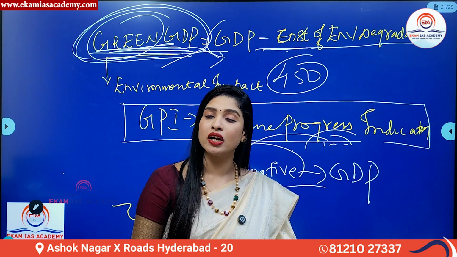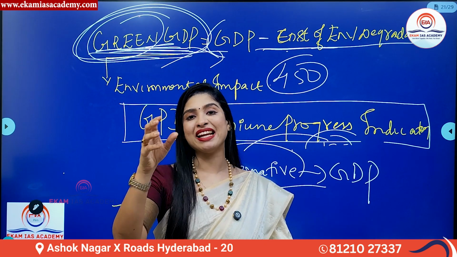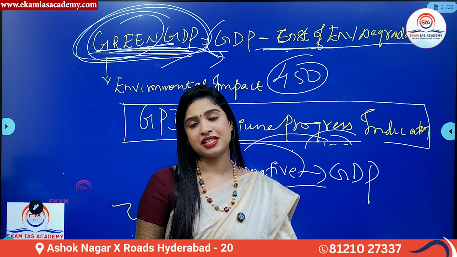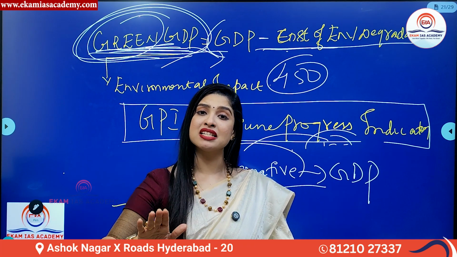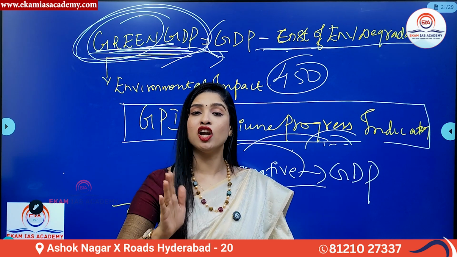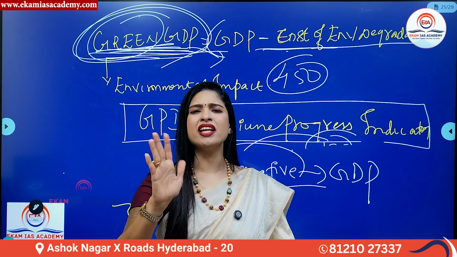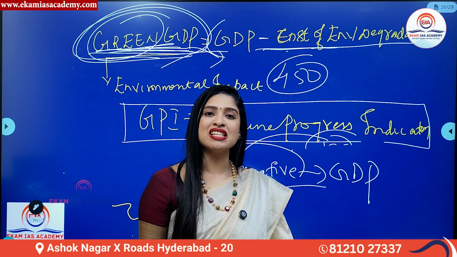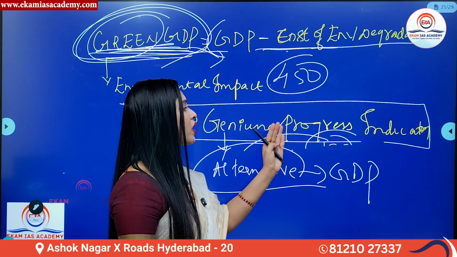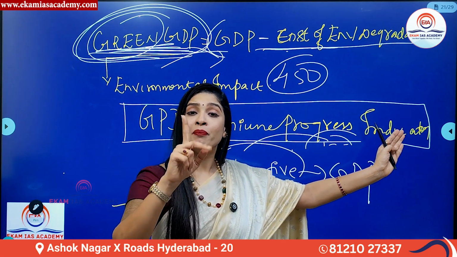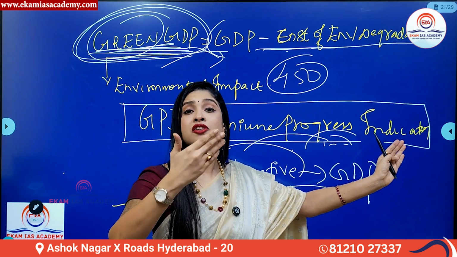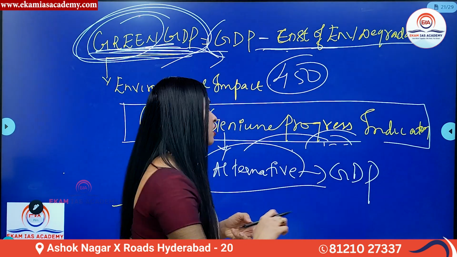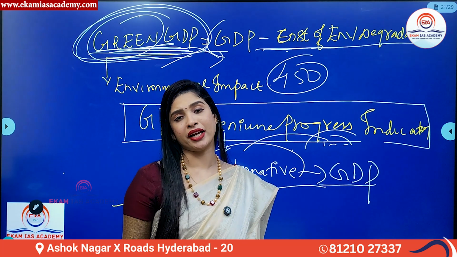We have something called Human Development Index. It is exclusively what? A social indicator. It does not take into consideration environmental or economic factors, only social factors like education, health, etc. Having said that, Genuine Progress Indicator is a metric or a measure that was developed as an alternative to the concept called Gross Domestic Product.